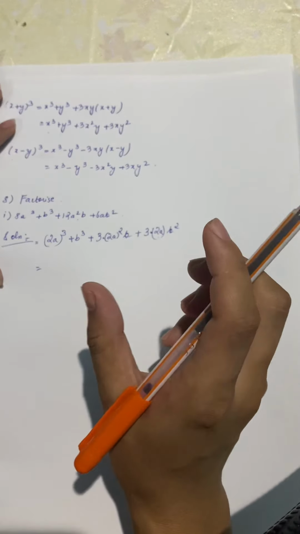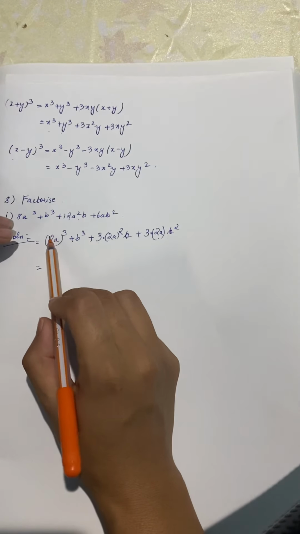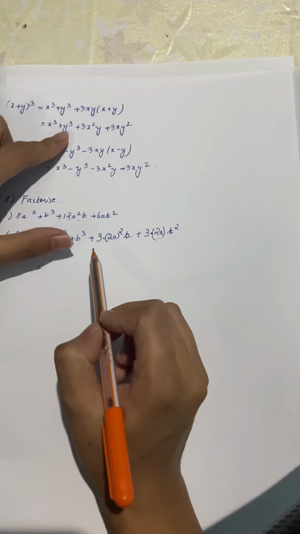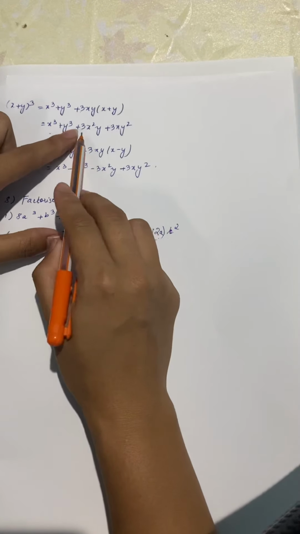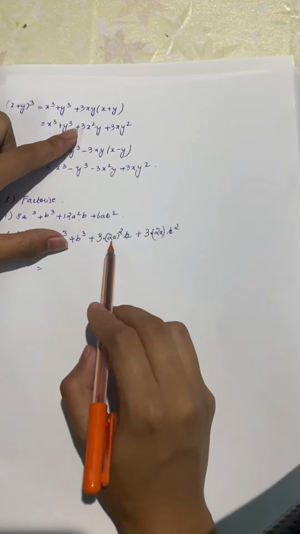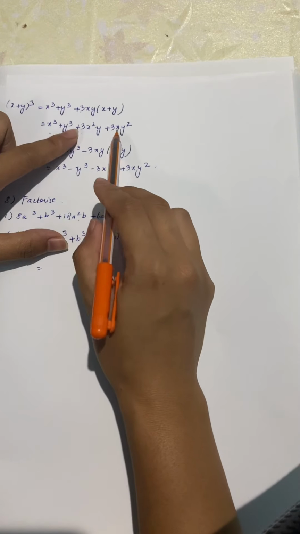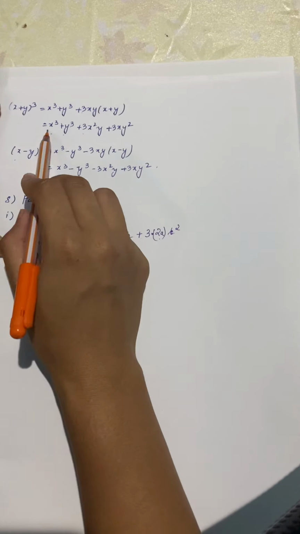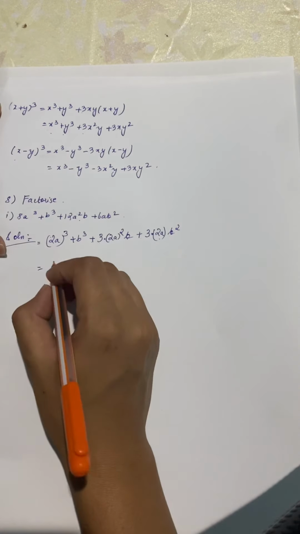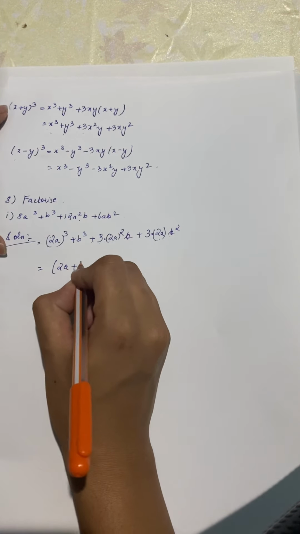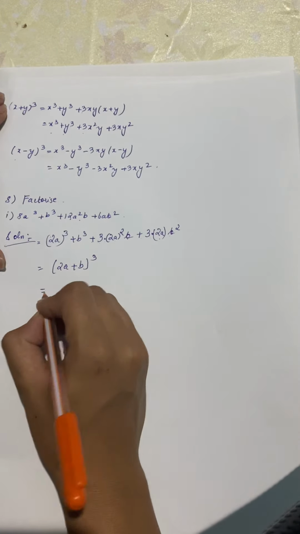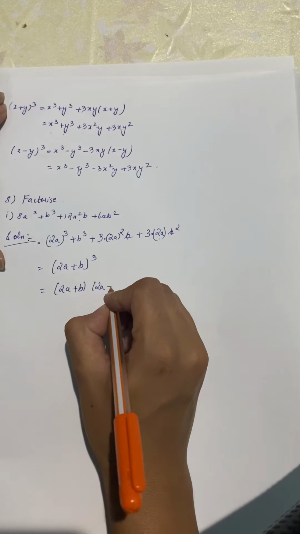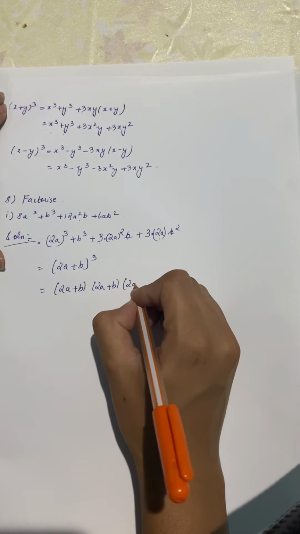Is this not similar to the form of x cubed? You compare this: x cubed plus y cubed plus 3x squared y plus 3xy squared. And this is equivalent to what? (x plus y) cubed. That means this is equivalent to (2a plus b) the whole thing cubed. Now we're asked to factorize it. So you just write this, okay? Factorize it. Just bring it into factors.